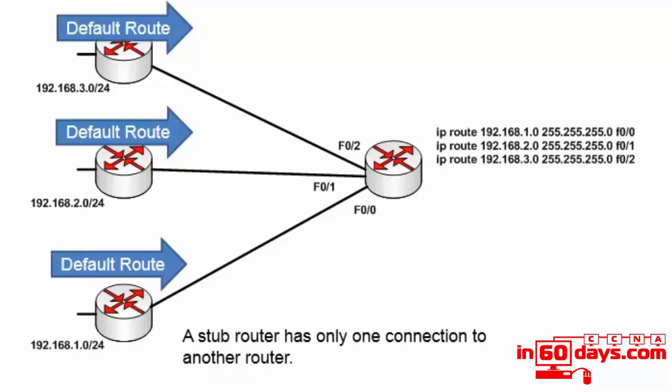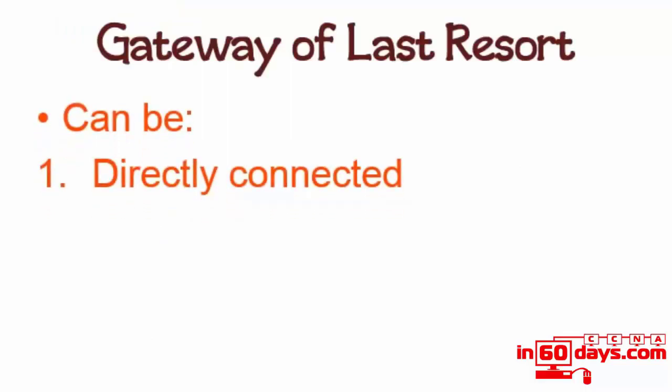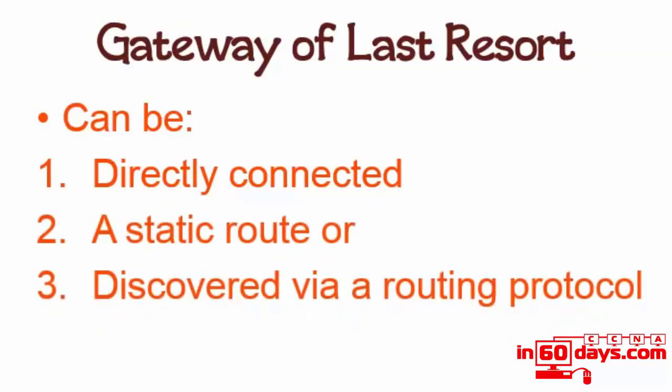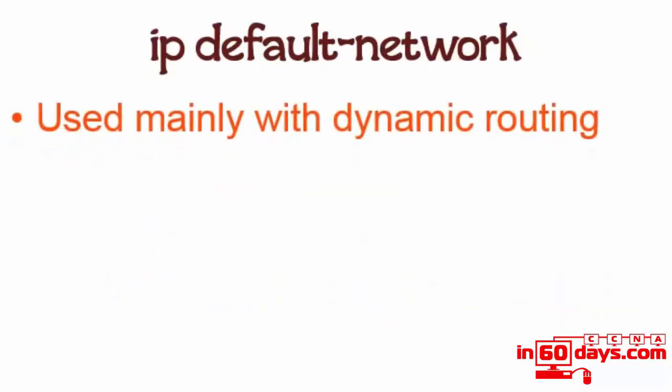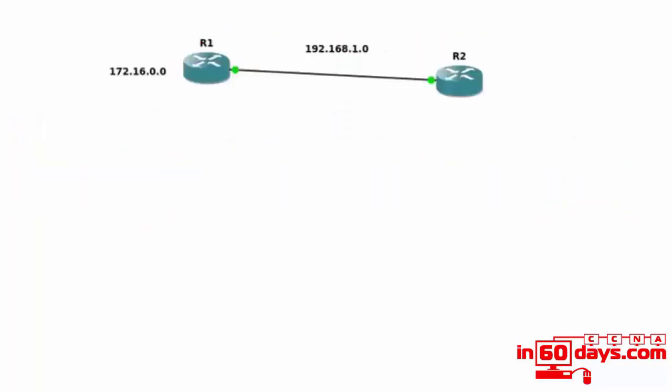I know sometimes terms are mentioned and nobody explains them in books and other videos. Gateway of last resort, you can have these as a directly connected network, a static route, or discovered via a routing protocol, and it's installed at the top of our routing table. Command is ip default-network. Generally that command is used with a dynamic routing protocol. What happens is that actual route is propagated by the routing protocol throughout the routing domain.